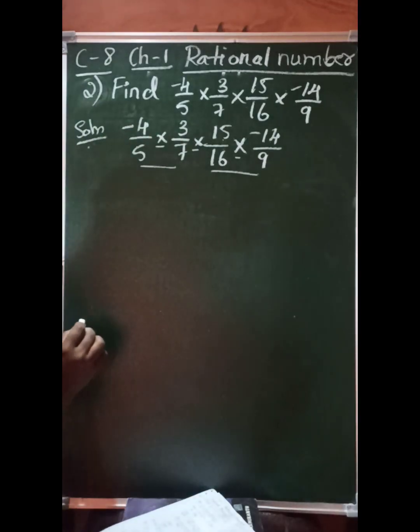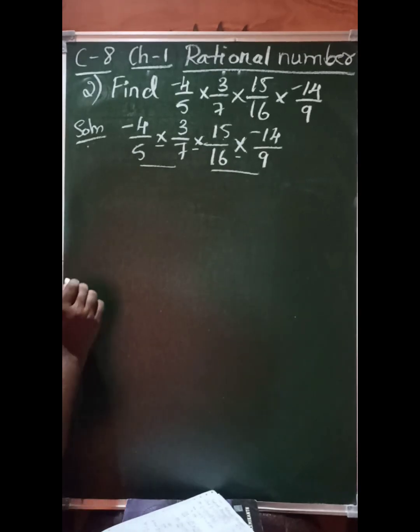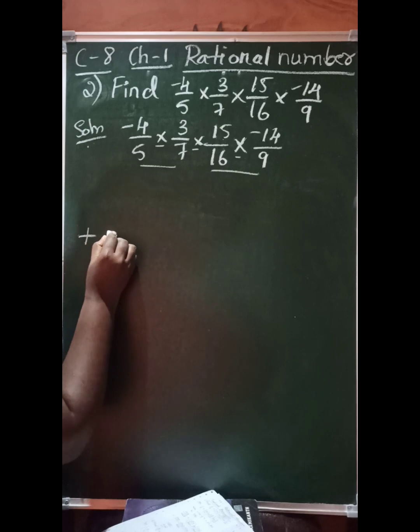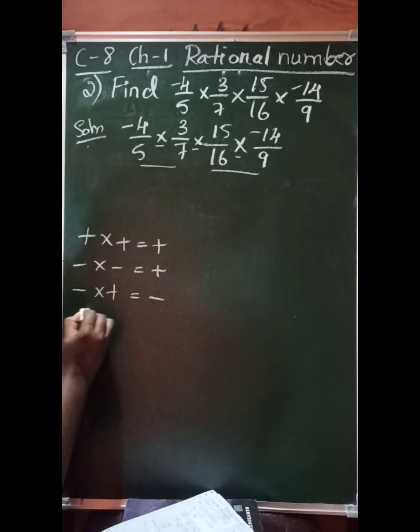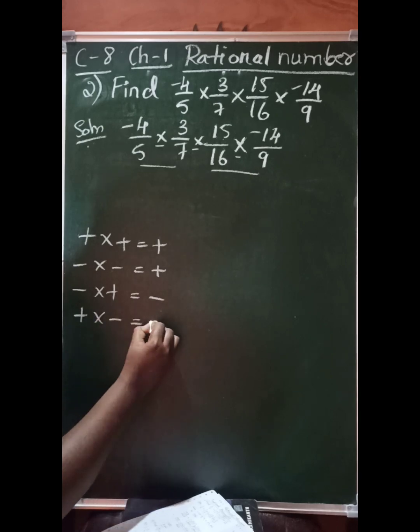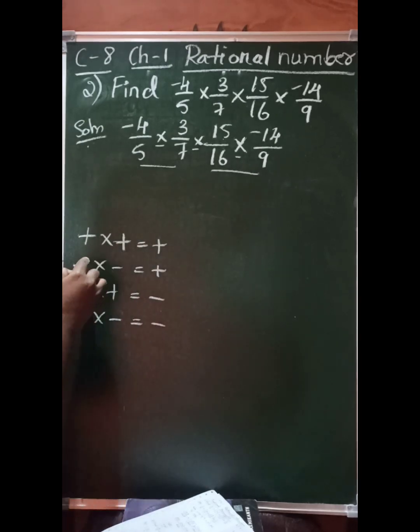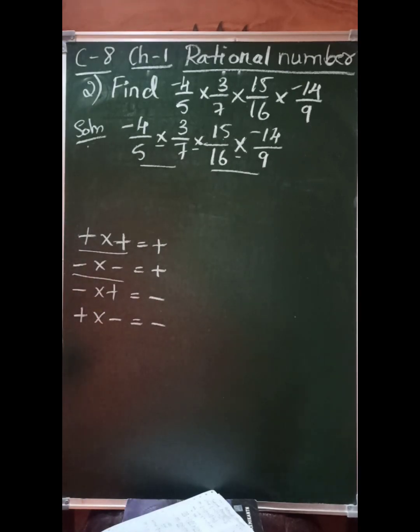Multiply the signs also. As we know, you need to remember the multiplication of signs: plus into plus is plus, minus into minus is plus, minus into plus is minus, plus into minus is minus. If the same signs are multiplied, you get plus only. So it is easy to remember, children. Here we have the same sign, here also the same sign, so the answer will be plus. Here we have one plus and one minus, here also one plus and one minus, so you will get minus. In this way you can remember easily.